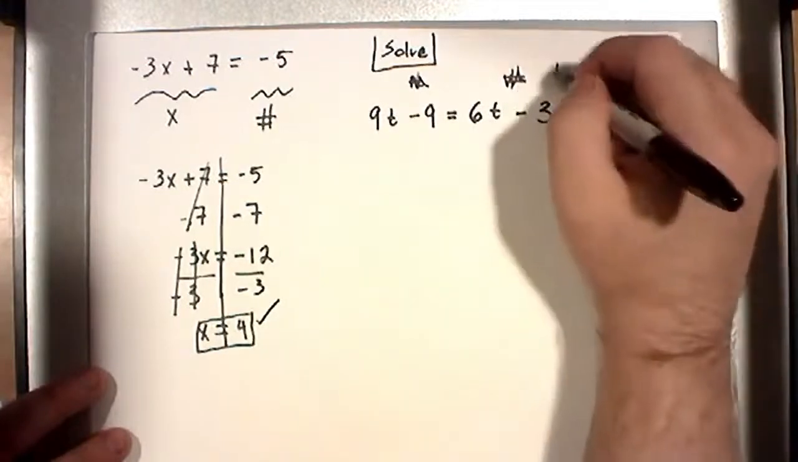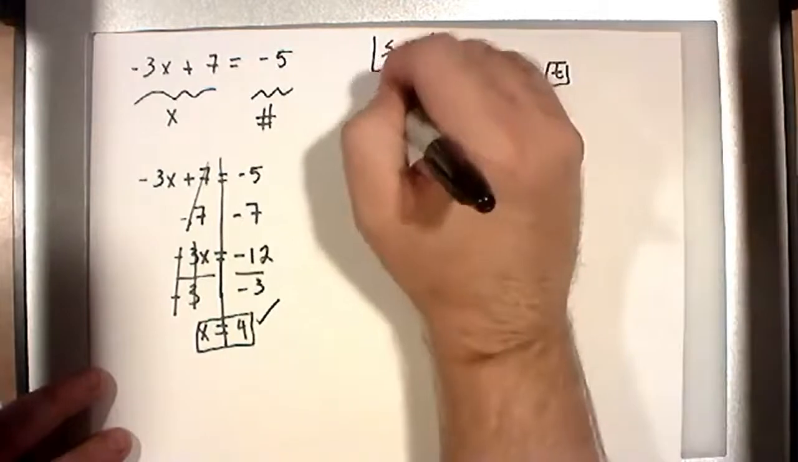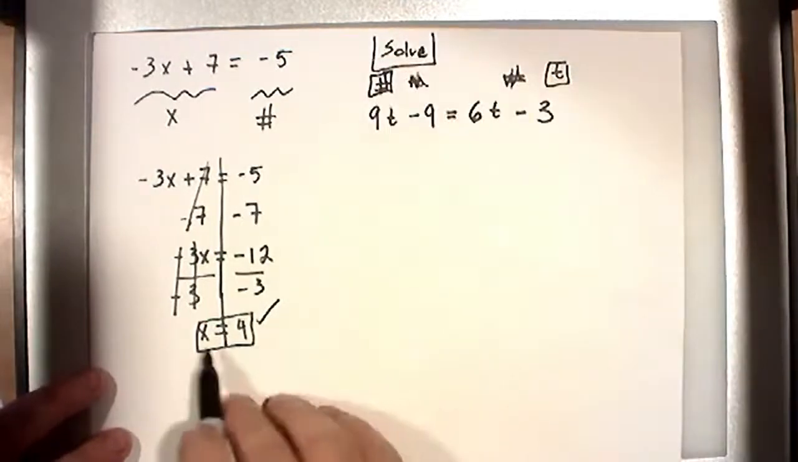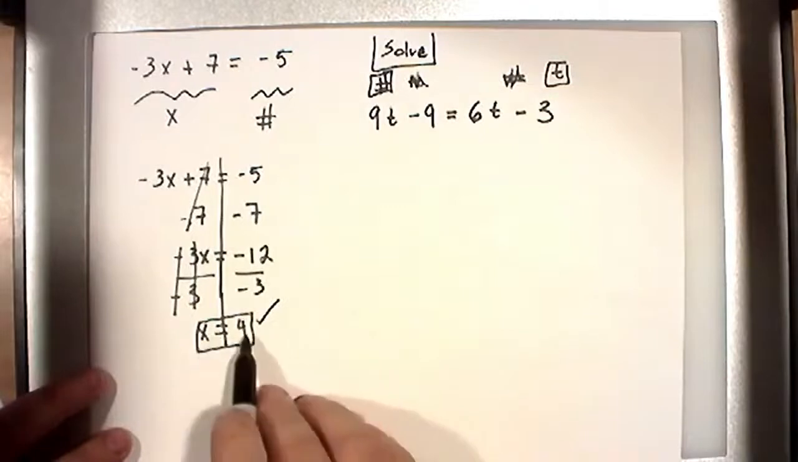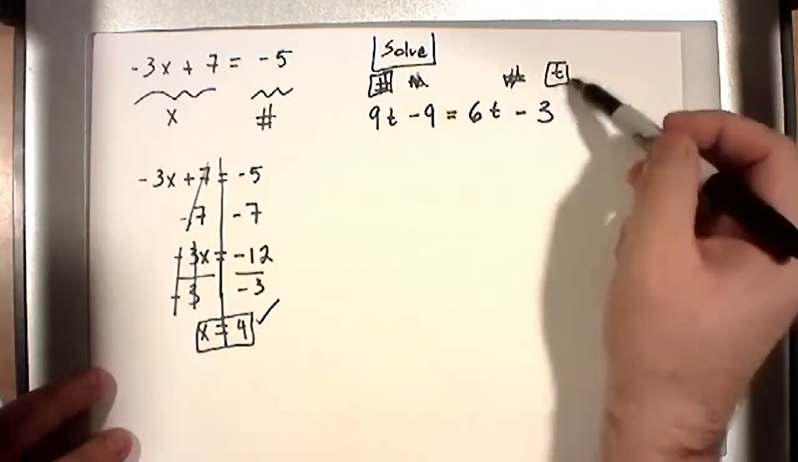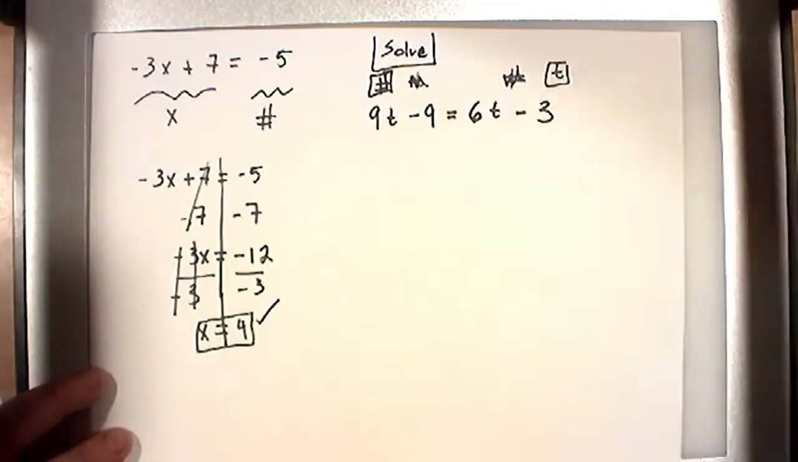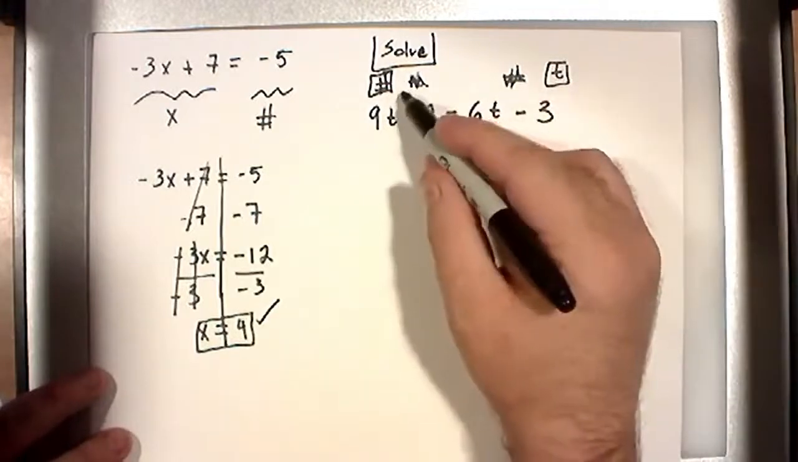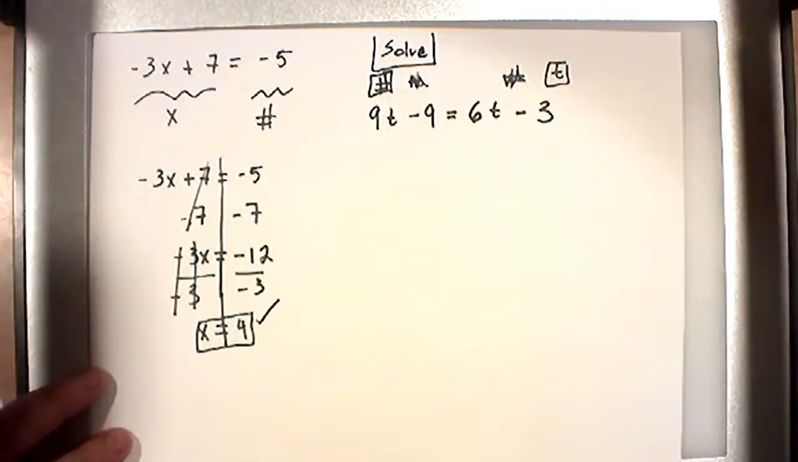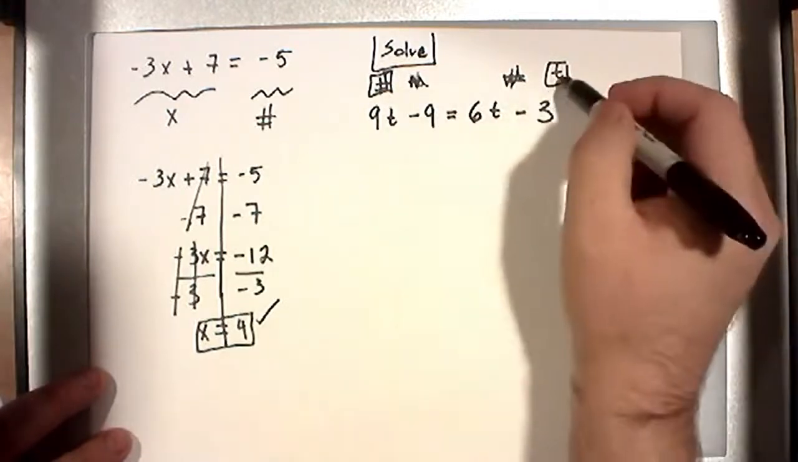I'm going to get my t's together on the right and put my numbers on the left. It does not matter whether it looks like x equals 4 or 4 equals x, so don't be afraid to pick whichever side you'd like. I'm going to do it a little differently and put my t's together on the right side. If you did the t's together on the left, it'll look different as we go, but the answer will still be the same.